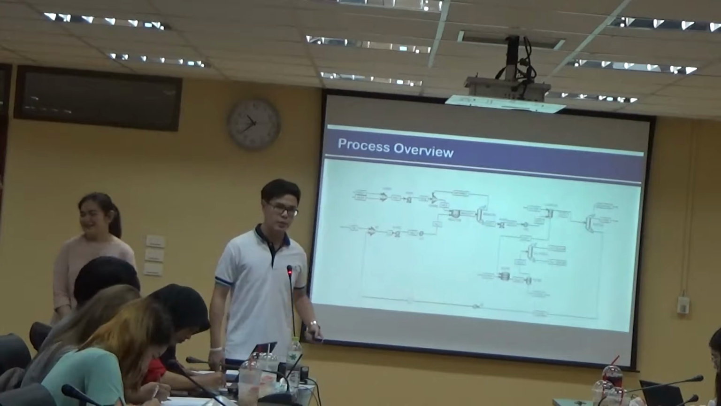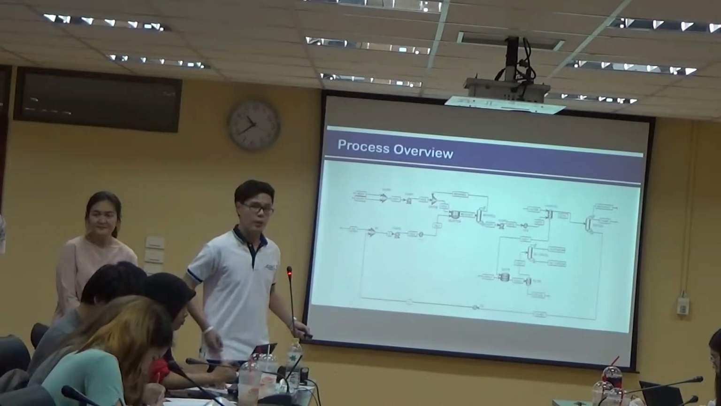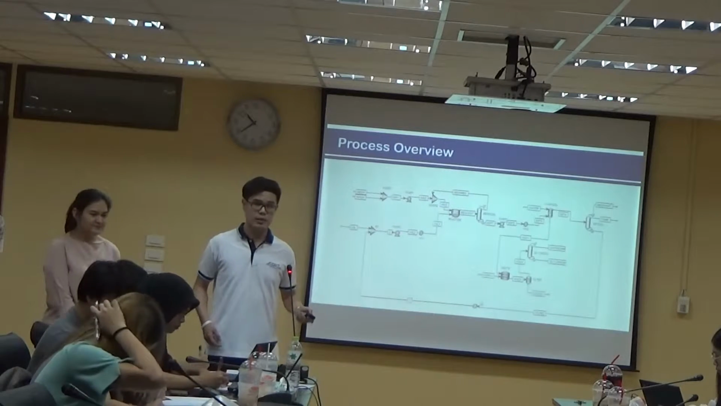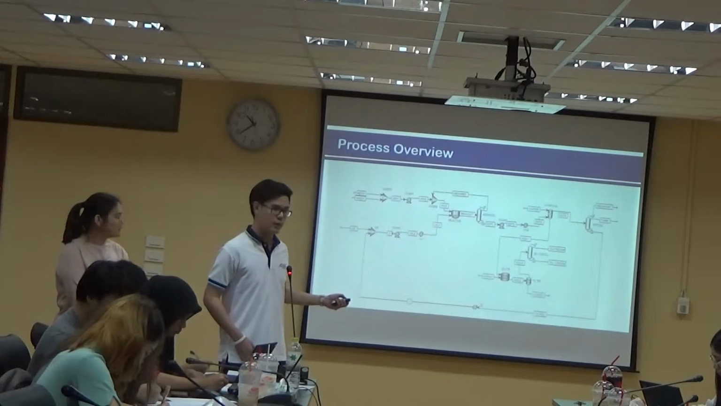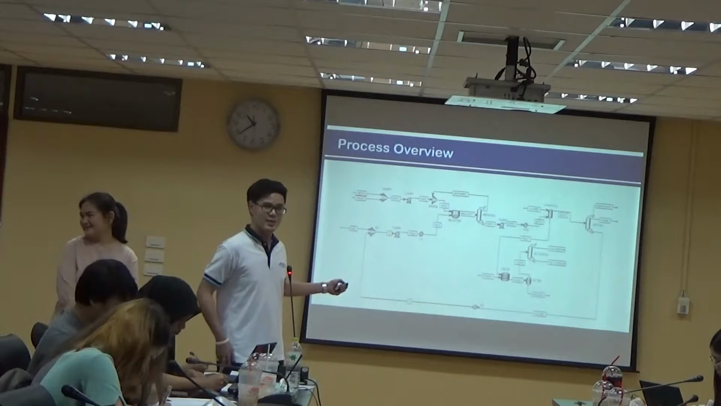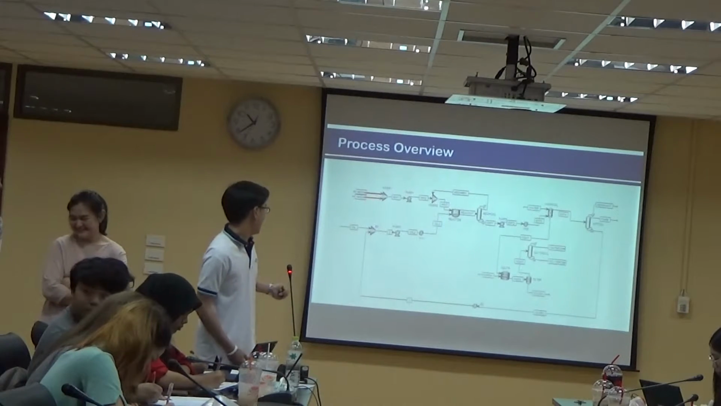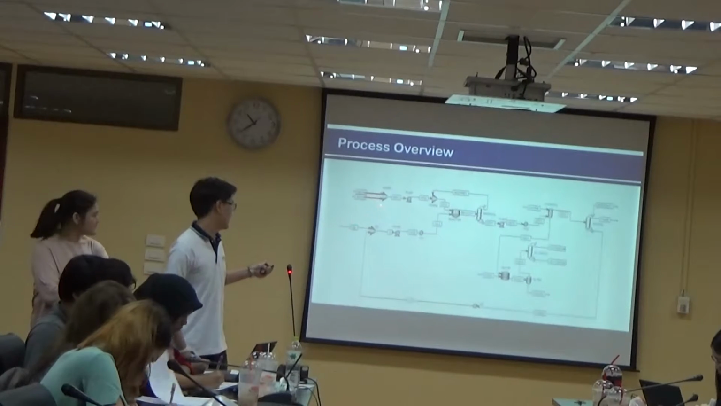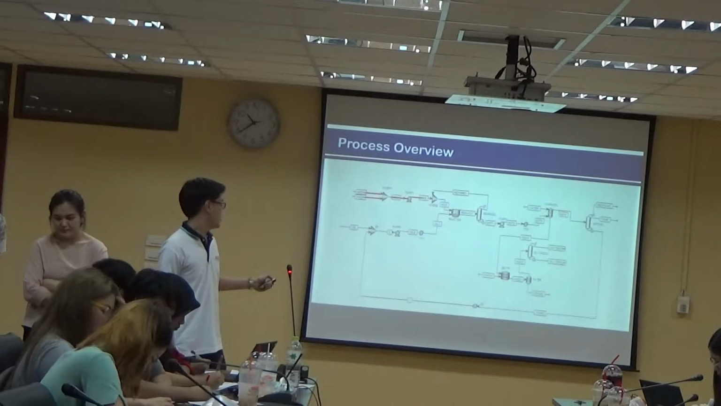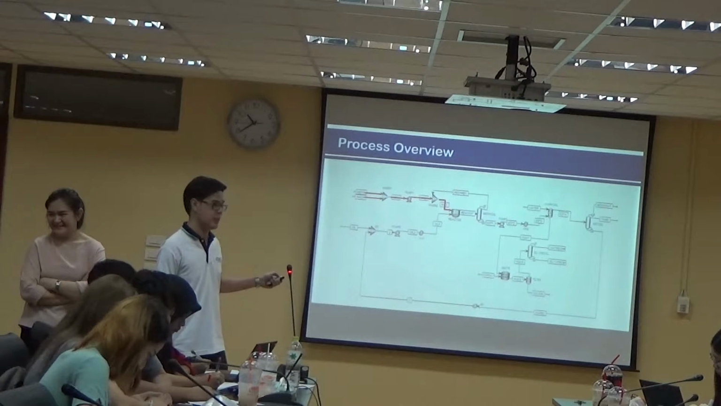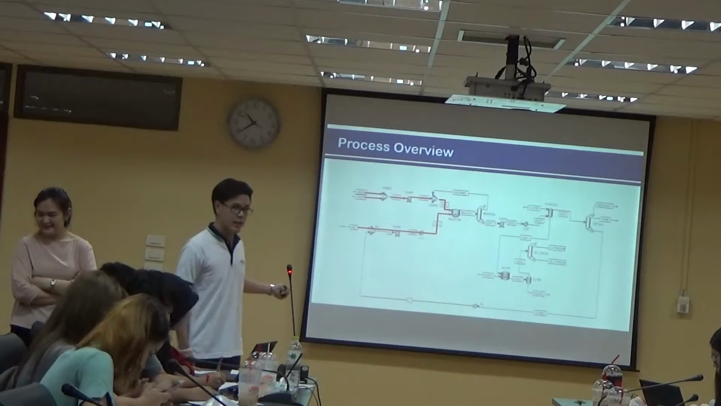Okay, next I will show you the process overview. I will show you the process flow diagram. Most of us, when you see the process flow diagram or P and ID, will be scared of it, but I will show you it is not as hard as you think. Our raw material is over here. It's methanol, and the catalyst is sodium hydroxide. Put to mixer one, and to mixer two. After that, put to the reactor, and the vegetable oil that we got, we put to the reactor also.